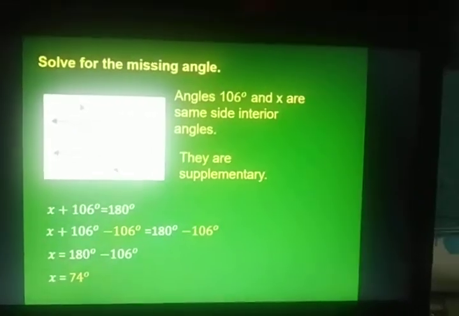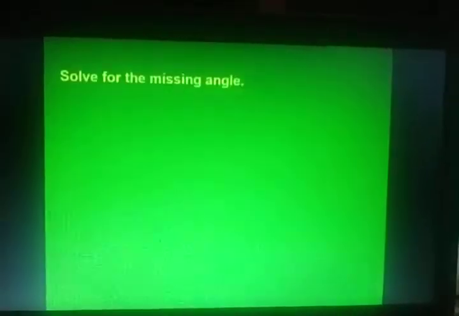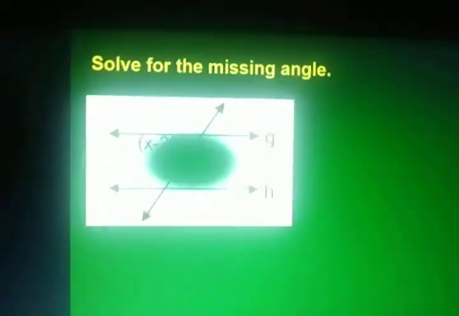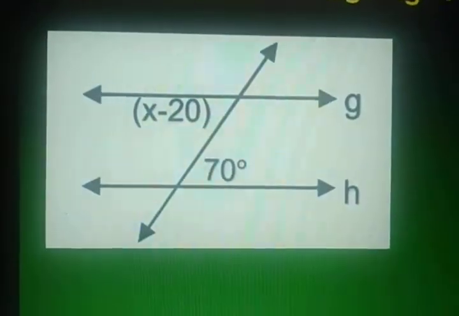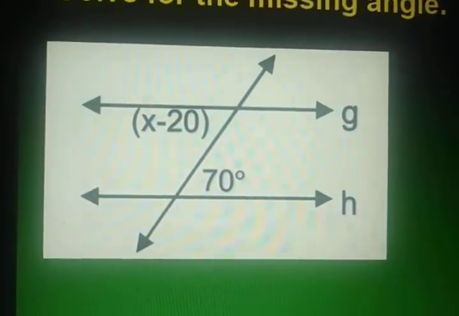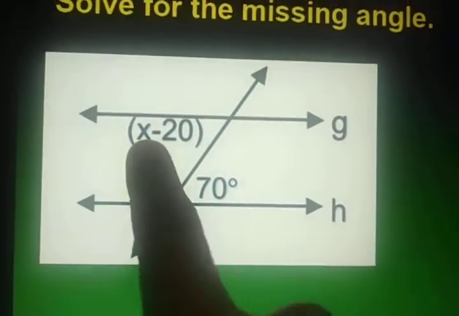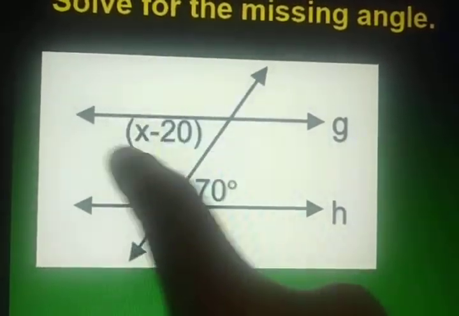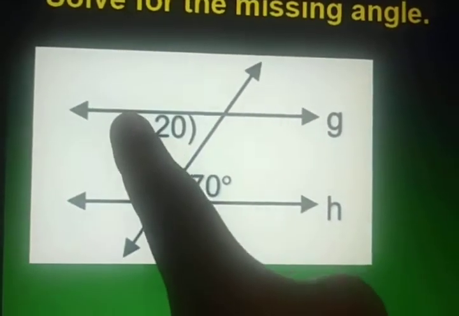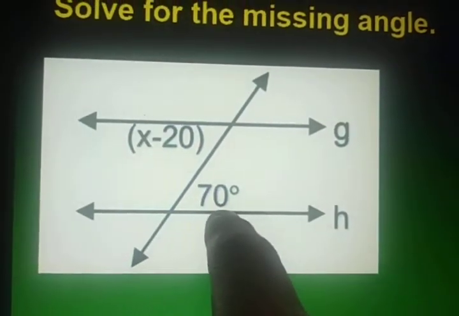That's it. Another example. Let us solve for the missing angle. Okay. Again, we have lines G and H parallel with one another cut by a transversal. And we have the given here, x minus 20 degrees. We do not know this angle. Amo niya aton nga isolve. And then, mayara siya upod na 70 degrees.